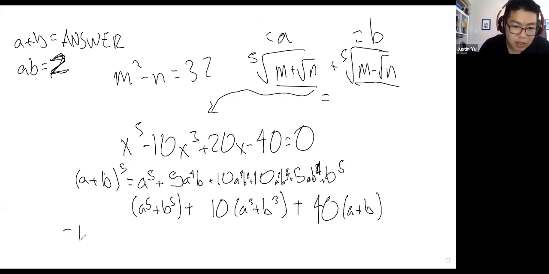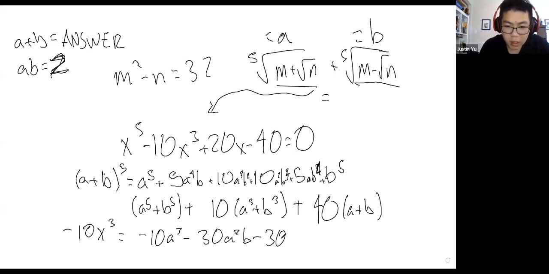Now we need to subtract 10x cubed, which is 10 times a plus b cubed. So we have to subtract 10a cubed, minus 30, because 3 times 10, a squared b, minus 30 ab squared, minus 10 b cubed. So let's group like we did before. Minus, and then when we factor out AB, this becomes 60.